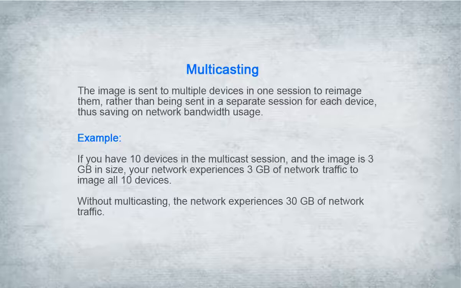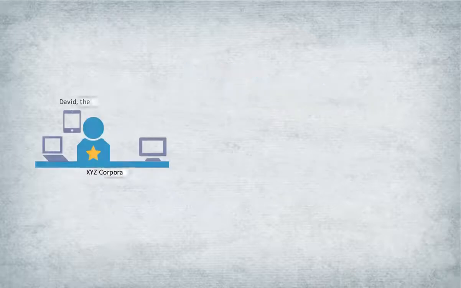For example, if you have 10 devices in the multicast session and the image is 3 gigabytes in size, your network experiences 3 gigabytes of network traffic to image all 10 devices. Without multicasting, the network experiences 30 gigabytes of network traffic.